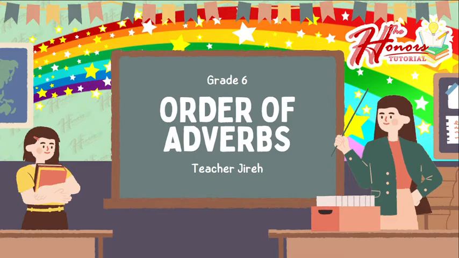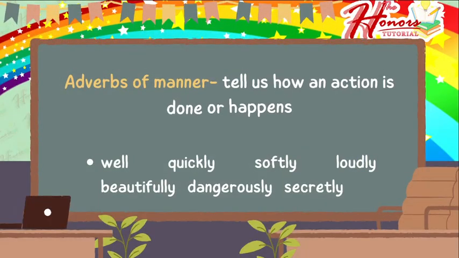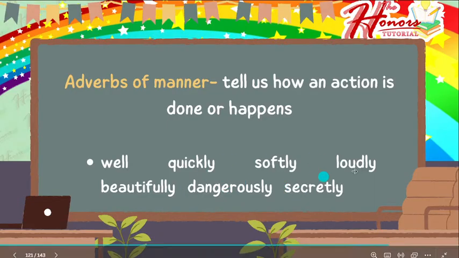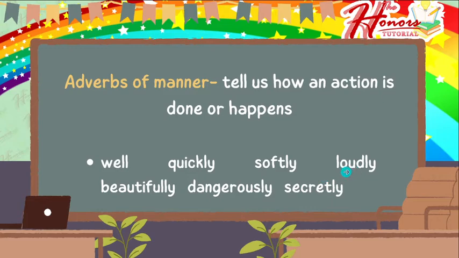So let's start with the first adverb. We have the adverb of manner. When we say adverbs of manner, it tells us how an action is done or happens. So in short, this adverb answers the question how. So what are the examples? Quickly, softly, loudly, beautifully, dangerously, secretly, and so on. So now, can you give me another example of an adverb of manner?